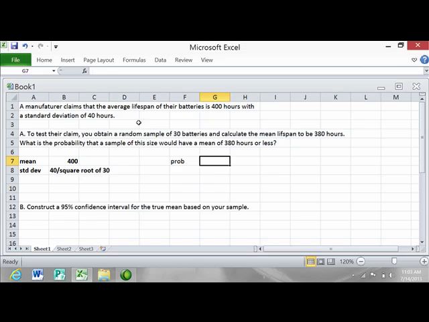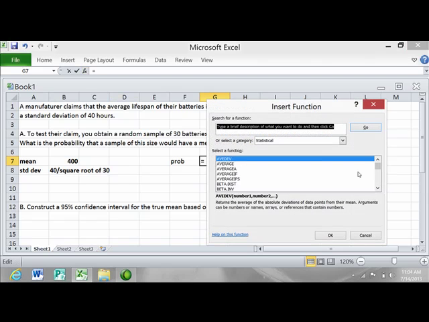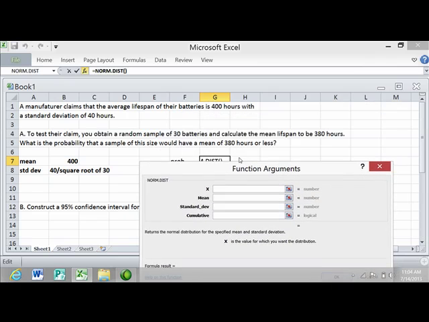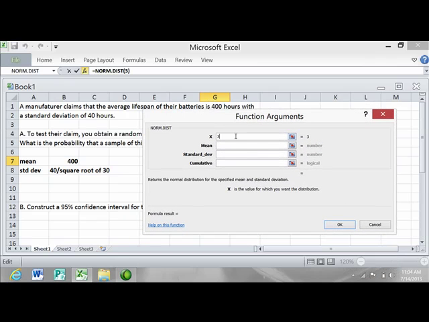Let's figure it out. We go to fx, and we go to normal distribution. Remember, we can use the normal distribution for this because we have at least 30 in our sample. Click OK. X is the value we got, the mean we got of 380. The mean that the manufacturer is telling us is 400.